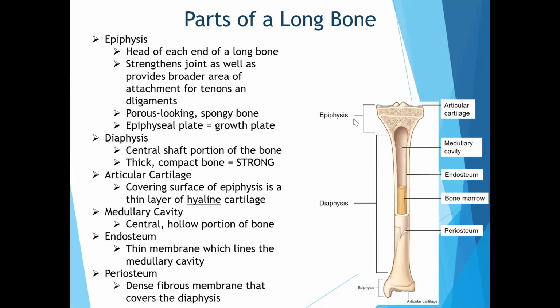So your epiphysis is the head of each end of the long bone. It helps to strengthen the joint, and it provides a broad area of attachment for tendons and ligaments. So it has some, see kind of like the porous look to it, all the little holes. That's considered spongy bone, and so that's found in the epiphysis. You'll also see, I'm going to jump down here, guys, the articular cartilage covering the top of the bone where the joint surface is. And so another word for articular cartilage is hyaline cartilage.